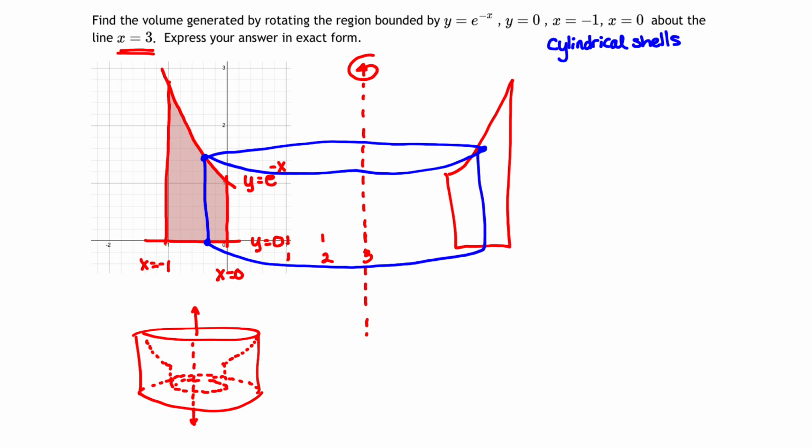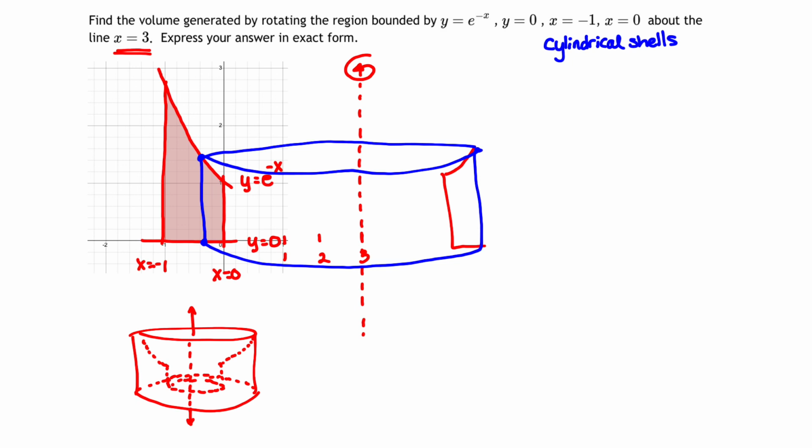And I think I'm going to erase that red part here on this side so I can focus in on my blue cylinder. But this is the cylinder that rotates around our axis of rotation, or the line x equals 3. Now, our job is to figure out the volume of a single cylinder and then add up all the cylinders across our region, and that gives us our total volume. So let's focus in on this single particular cylinder right here.